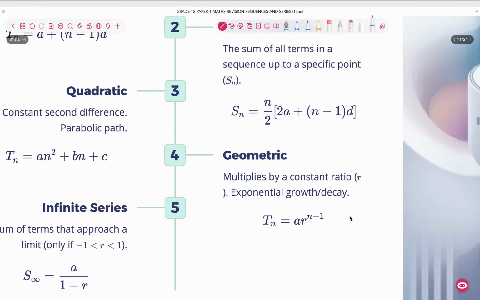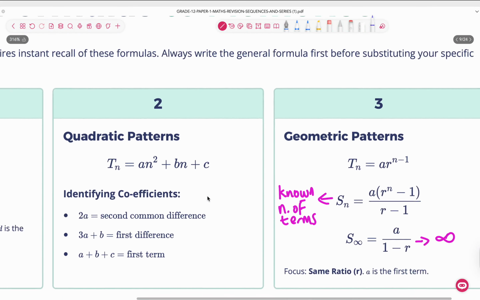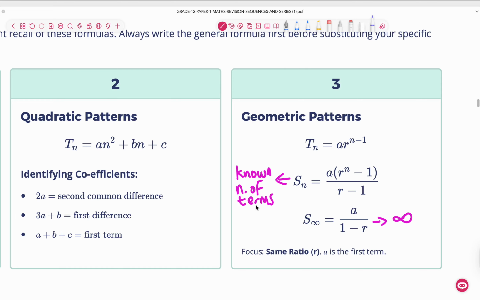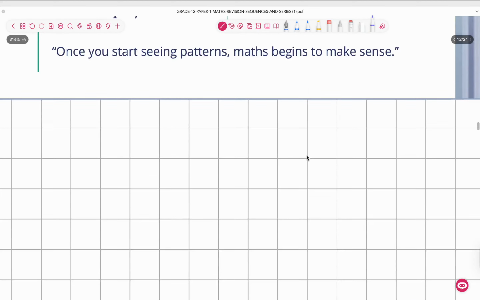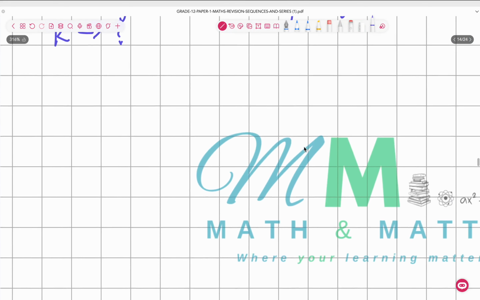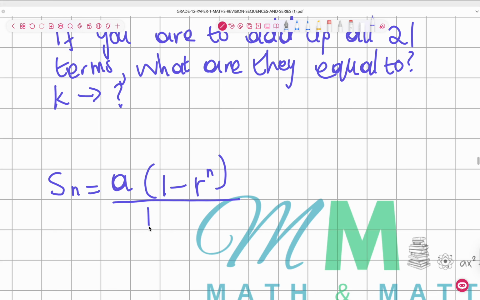Okay, so let's go back to our notes. Geometric. Okay, it's not showing here. For geometric, our Sn, if you know the number of terms, we said it's 21. Hence, you will use Sn is equal to a times r to the n minus 1 over r minus 1. But there's also the formula that says 1 minus r to the n over 1 minus r. So same difference basically, but I'll use the one that they usually go for in the exams. So Sn is equal to a(1 minus r to the power of n) all over 1 minus r.